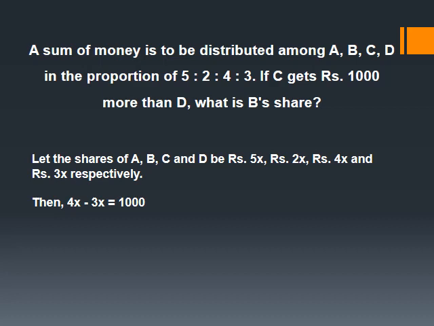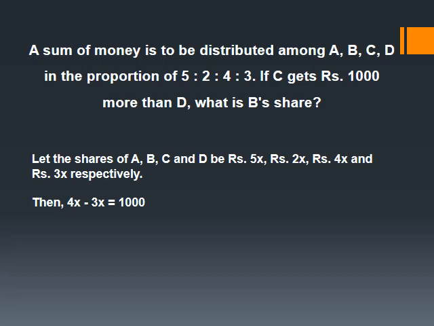The sum of money can be assumed as x. If you are assuming the sum of money as x, then the proportion of A, B, C and D, 5:2:4:3, will be 5x, 2x, 4x and 3x. That is the way it's going to be. So when we assume that A's portion is 5x, B is 2x, C is 4x and D is 3x, the question gives that the difference between C and D, 4x and 3x, is 1000.